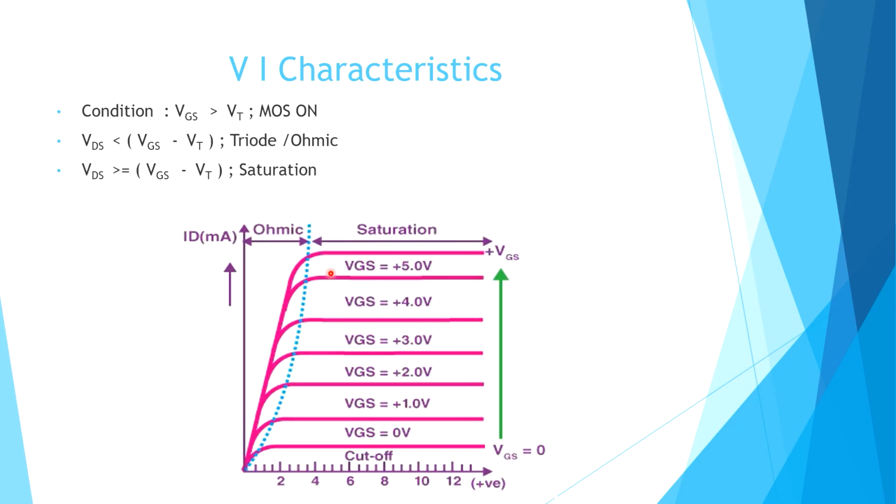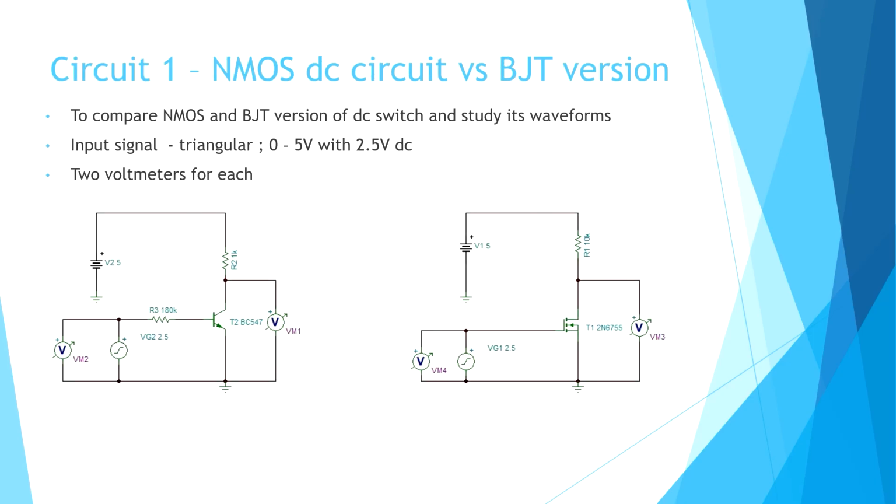We will not be discussing the solid state characteristics of the MOSFET because we will be dealing only with circuits. So there are 6 circuits here. This is the first circuit, the NMOS DC circuit versus its BJT version. This is the NMOS circuit, taking 2N675 as the MOSFET, and here I have taken the popular BC547 as the BJT.